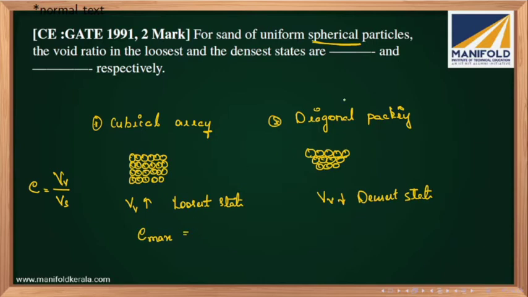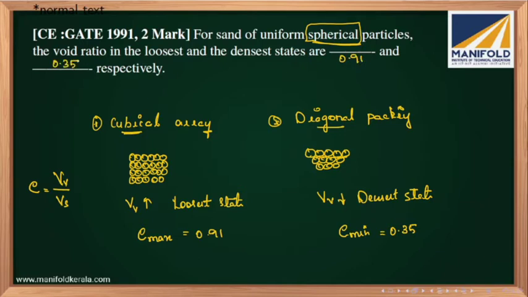As far as this standard size, spherical shaped particle with cubical array pattern, the void ratio would be 0.91. Whereas with respect to the densest state, with this diagonal packing, the volume of voids is less. So here e minimum, the minimum void ratio, is equal to 0.35. So the loosest state would be 0.91, and the densest state would be 0.35.